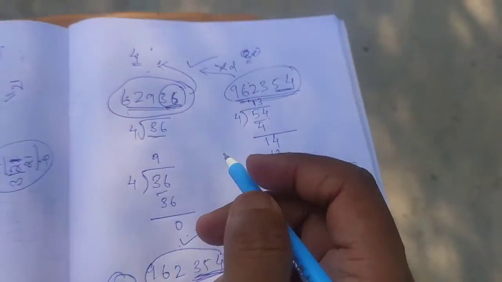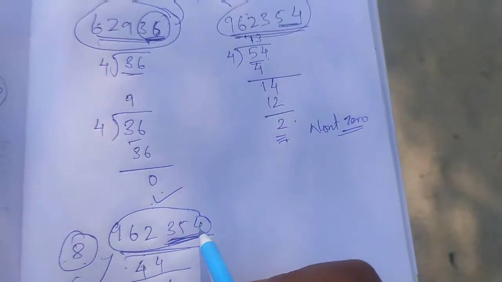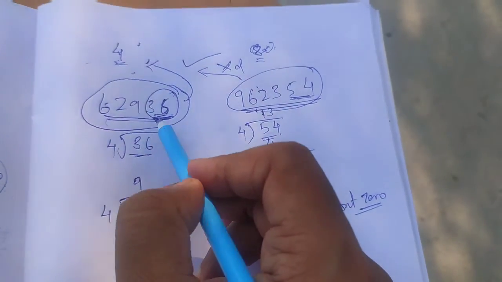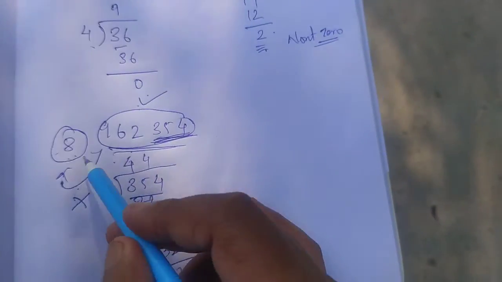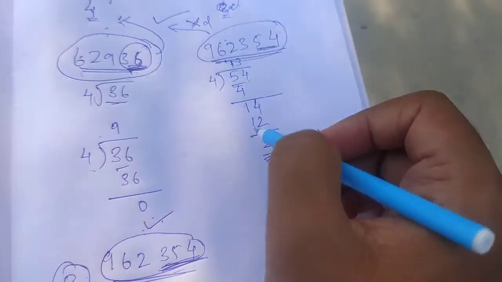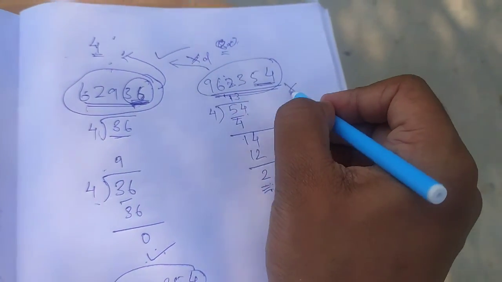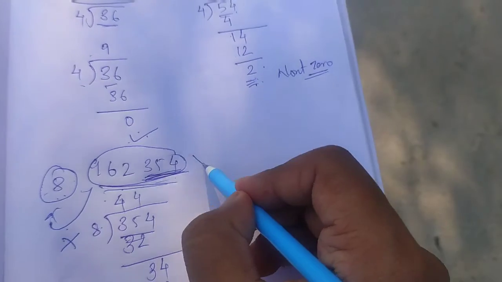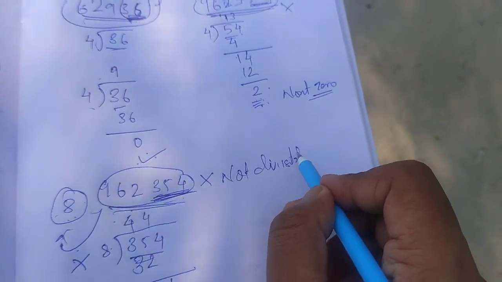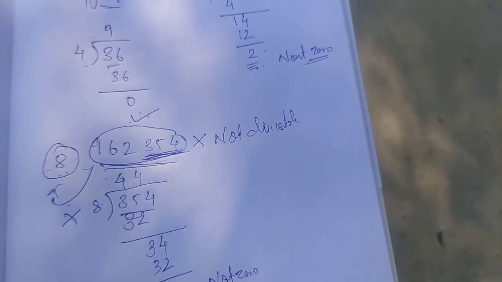Okay. So for 4, what do we understand? For 4 we take the last 2 digits and for 8 we take the last 3 digits and divide them. For 4, divide the last 2 digits by 4, and for 8, divide the last 3 digits by 8. If the remainder is 0, it is divisible. If the remainder is not 0, it is not divisible. This is not divisible, because the remainder is 2. Remainder is not 0.